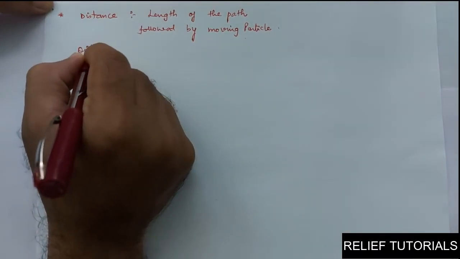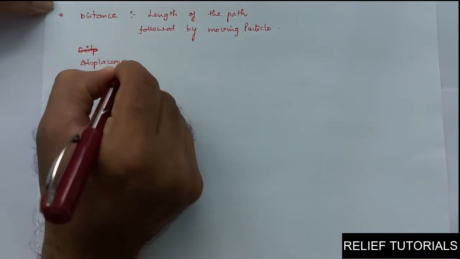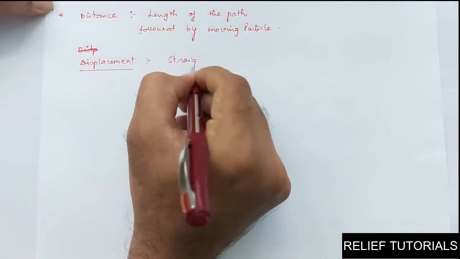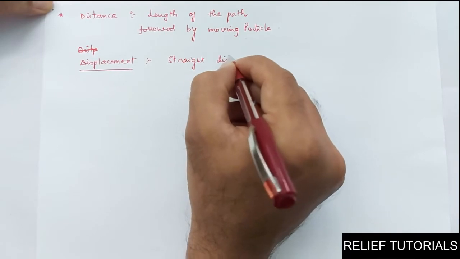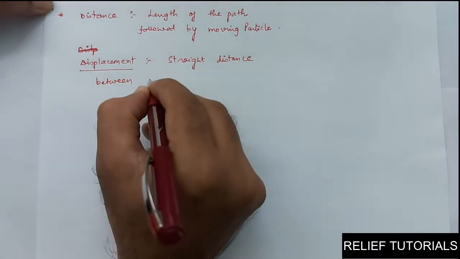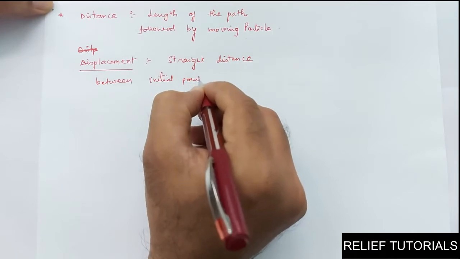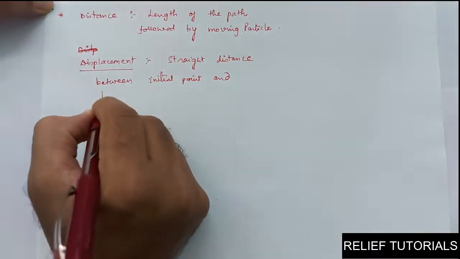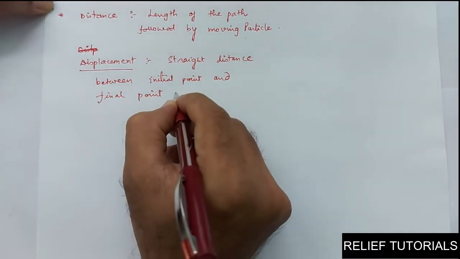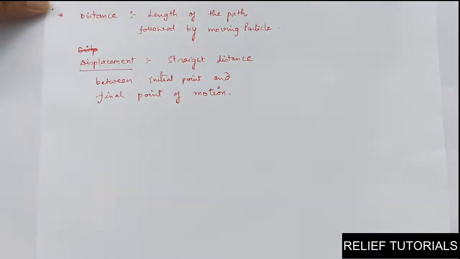And displacement. Displacement is nothing but the straight distance between the initial point and the final point of motion.